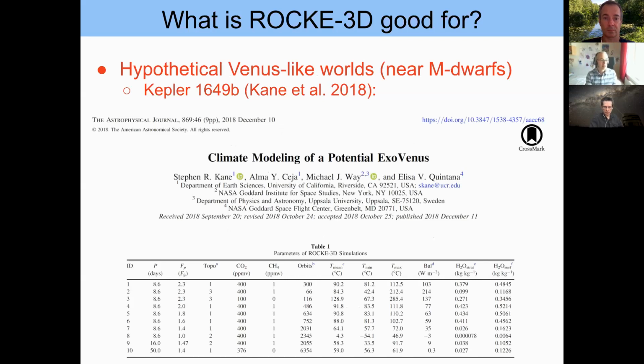Hypothetical Venus-like worlds near M dwarfs, in this case, so not around G dwarfs like our sun. This paper was led by Stephen Kane using some simulations I had done, which I thought I would never use. And Stephen and I have found a way to make some use of them at some level.